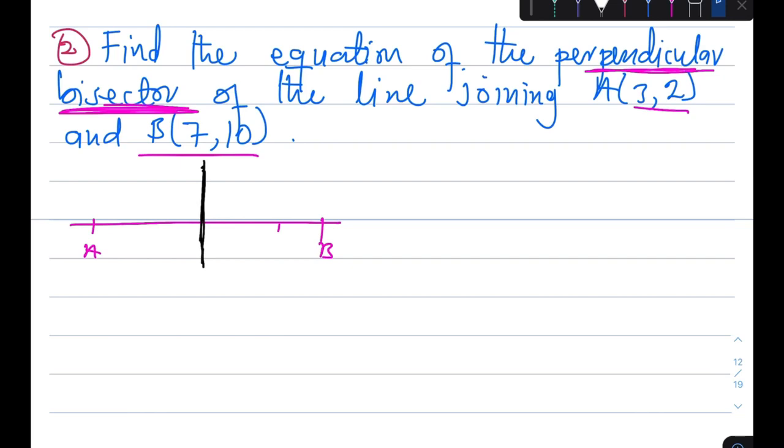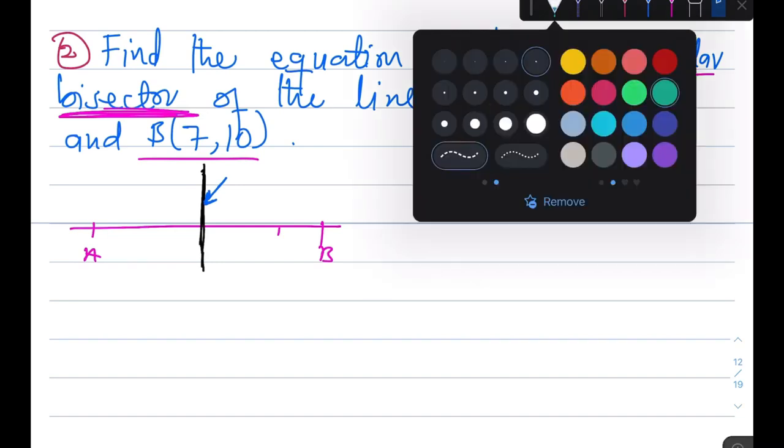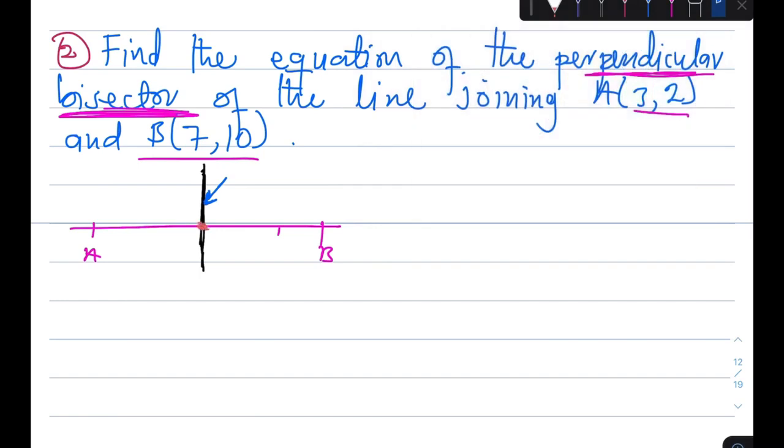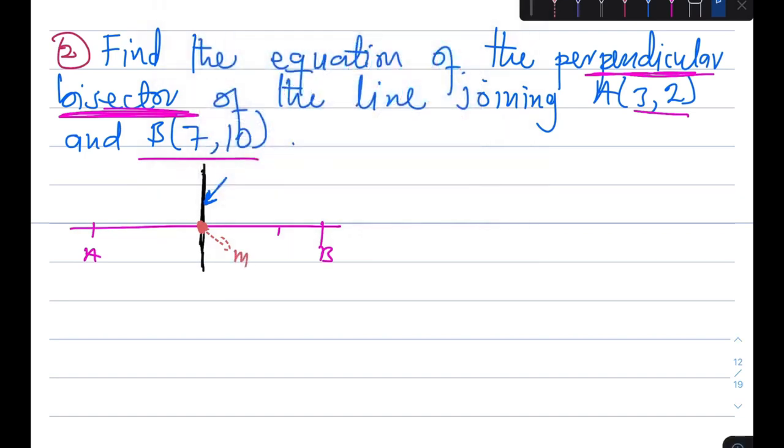So what we want to do is rather find the equation of this particular line. The perpendicular bisector. Well, the fact that the perpendicular bisector divides line AB into two parts means that this particular point over there, let's use maybe this color, this particular point here becomes what we call the midpoint. So we need a midpoint of line AB. We need to find that point.